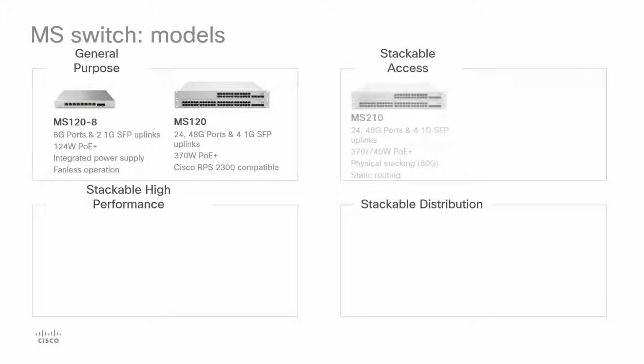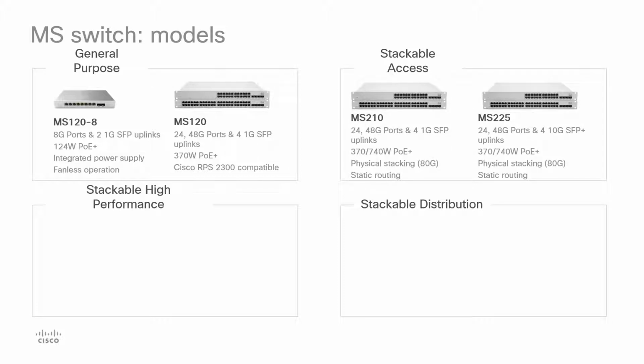The MS210 and MS225 are both frequently seen positioned as stackable access switches for branch and small campuses. They both come with a selection of 24 or 48 port configurations and power supplies for different PoE needs. They both feature the ability to physically stack in a ring that has 80 G of stacking bandwidth in the backplane. The MS210 as well as the MS225 are both capable of performing static routing. The MS210 has 4 1 gigabit SFP uplinks, while the MS225 has 4 10 gigabit SFP plus uplinks.